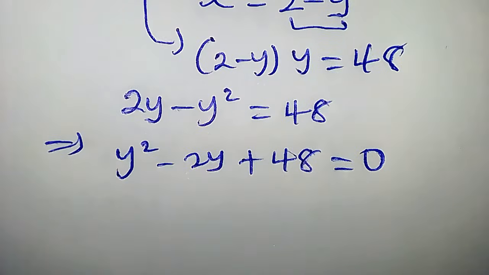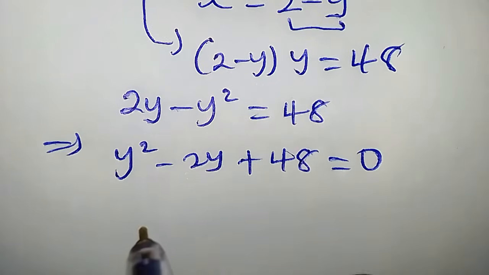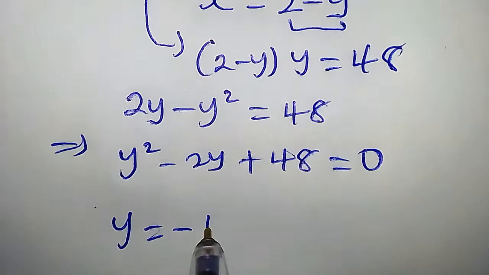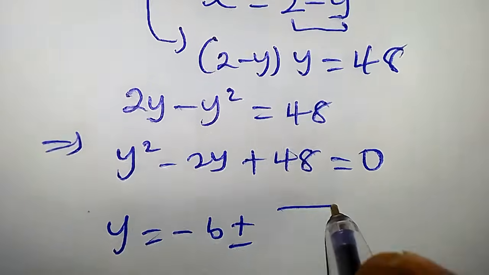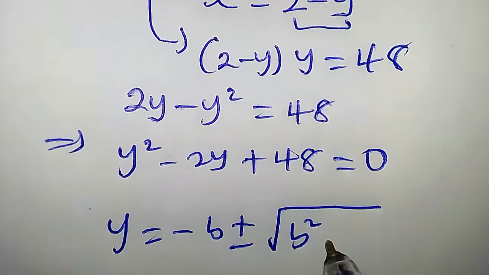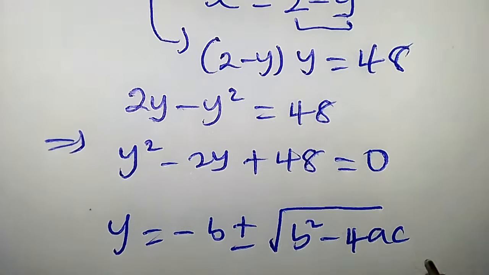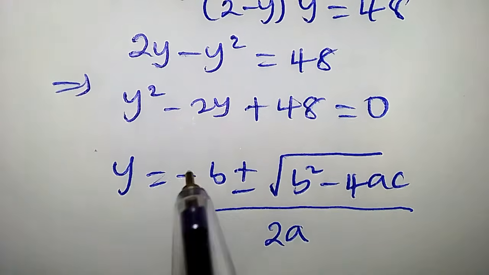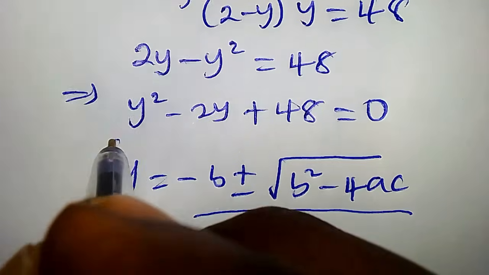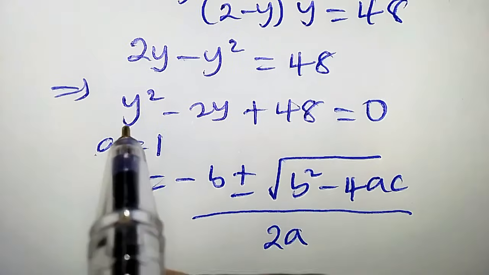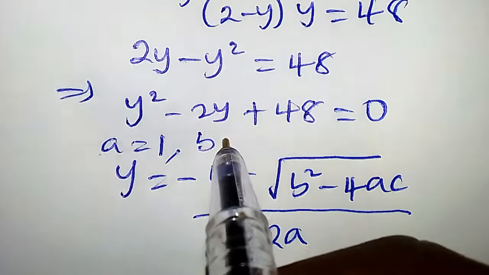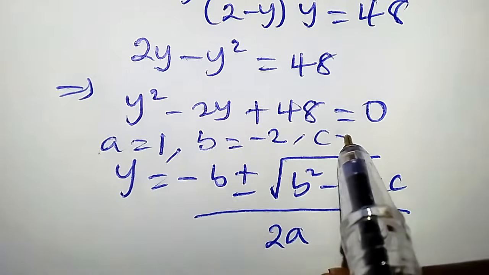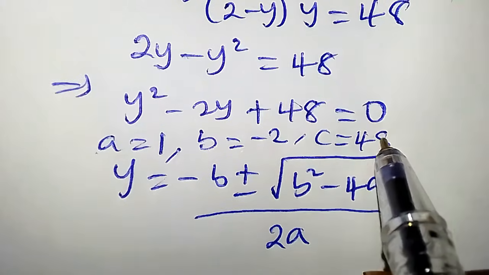Let's continue. We can solve this quadratic equation using the quadratic formula, that is y equal to minus b plus or minus square root of b square minus 4ac, everything divided by 2 times a. From this equation, our a is equal to 1, the coefficient of y square, b is equal to minus 2, the coefficient of y, and c is equal to 48.